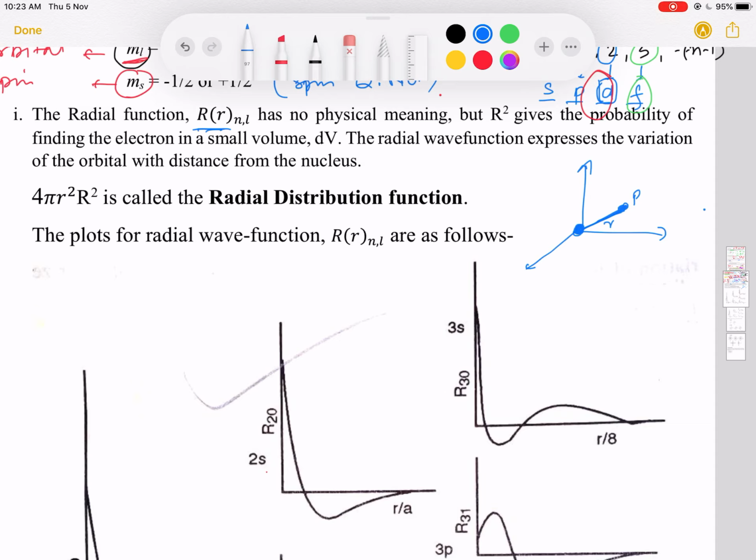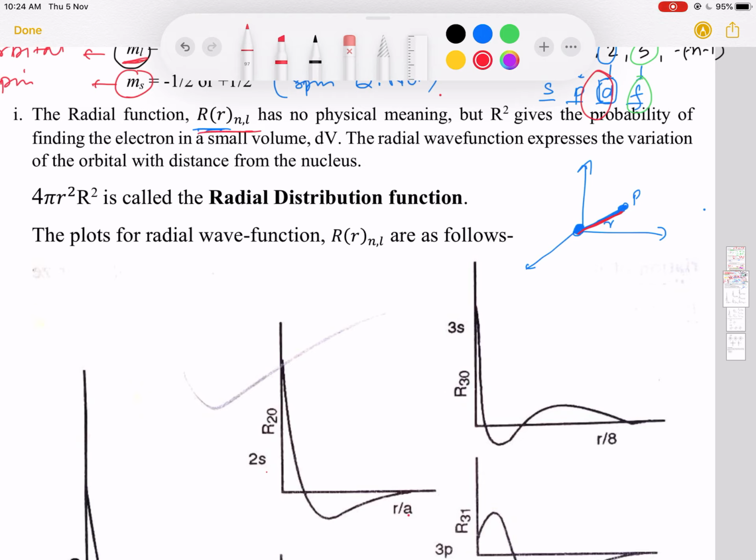We know that the electron is always in random motion, it always keeps moving, so it will not be fixed in one position. And this radius is just a simple line, so in this line the probability of finding the electron will be very, very less. It's almost negligible. That's why this radial function does not have any physical significance.